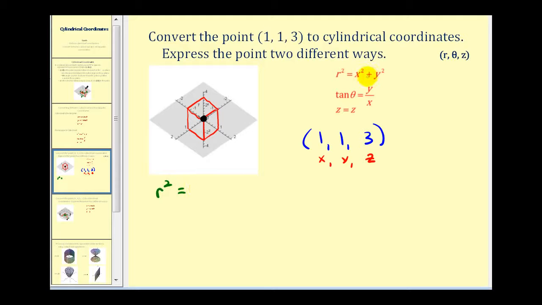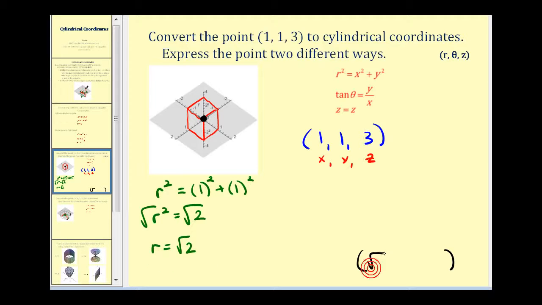R squared is equal to x squared plus y squared, so here we'd have 1 squared plus 1 squared. So we have r squared equals 2. Take the square root of both sides. Remember, in polar coordinates, r can be positive or negative, but for our first point, let's go ahead and use the positive value of r, so we'll let r equal the square root of 2. Remember, z is equal to z, so we know the z-coordinate would be 3.